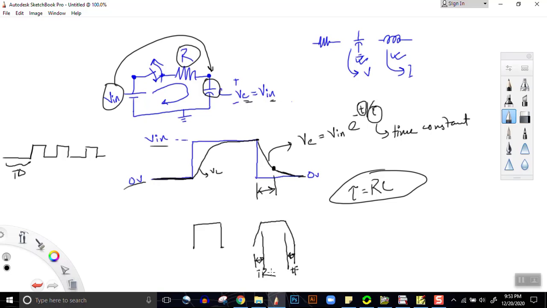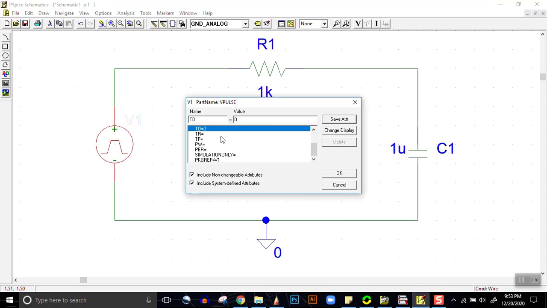So ideally TR and TF both should be 0, but in the case of PSpice, since it's simulating the circuit, we cannot put this as 0. So we put a very small value, 0.000001, such that it's equivalent to 0, and we save attributes. Then TF is also equal to, we copy it and we paste it. In the case of TF, we want TF to be almost 0 as well.